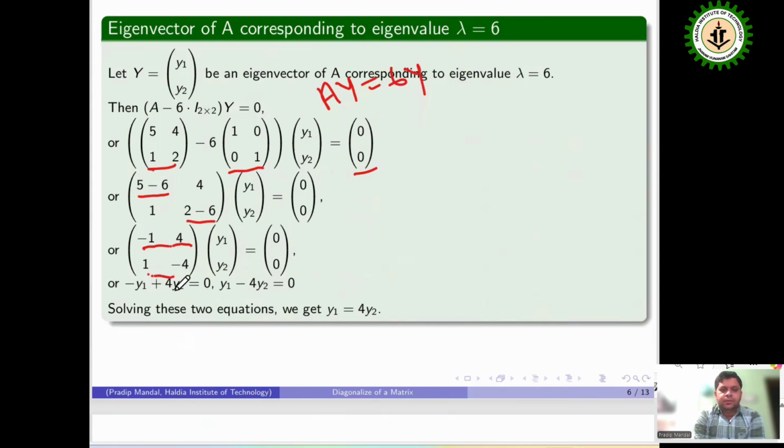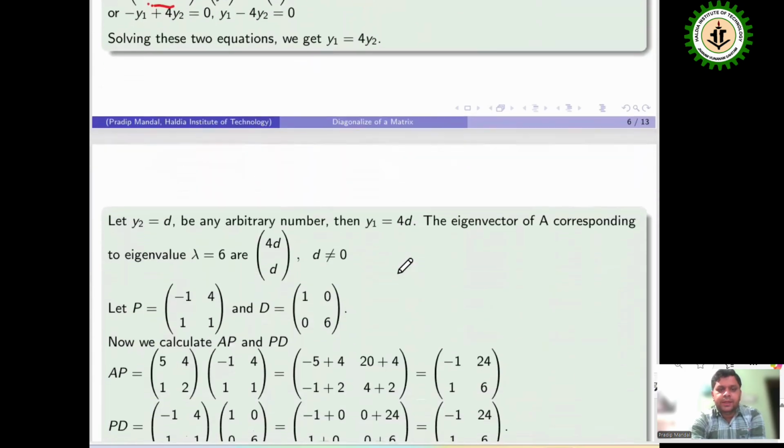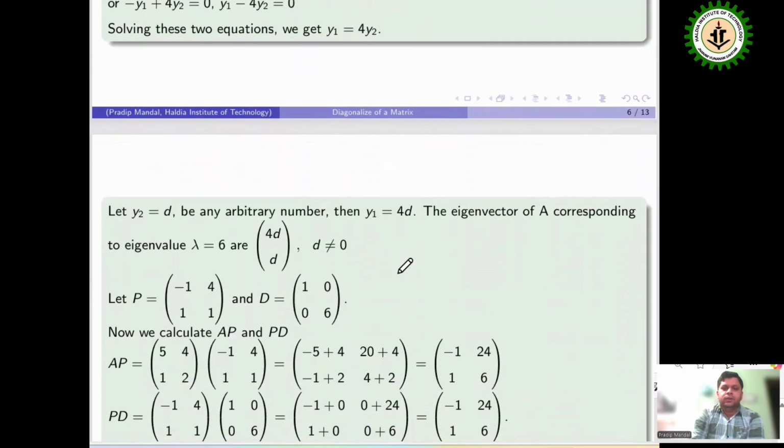Now clearly see, from these two equations, we simply get y1 equals 4y2. Next, we take y2 equals d, any arbitrary number, then we get y1 equals 4d. Therefore, the eigenvectors of A corresponding to eigenvalue lambda equals 6 are (4d, d), where d must be non-zero, since we know an eigenvector is always non-zero. Now, if we take d common, then we get (4, 1).